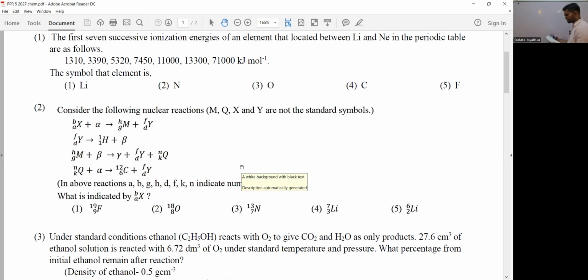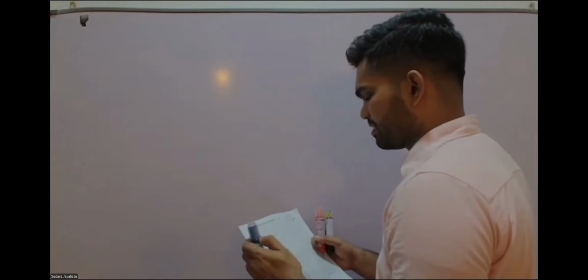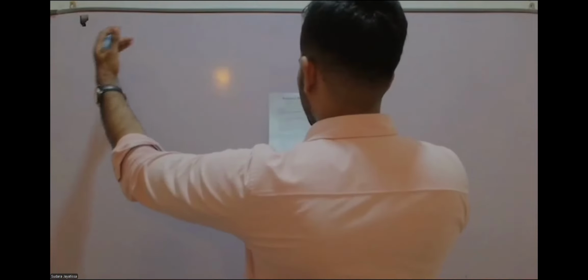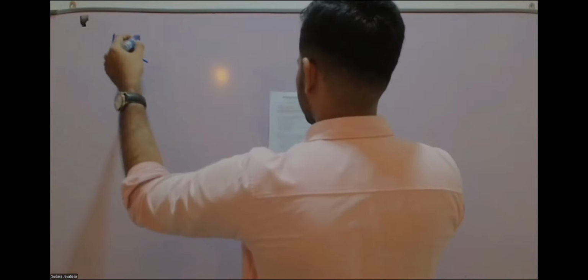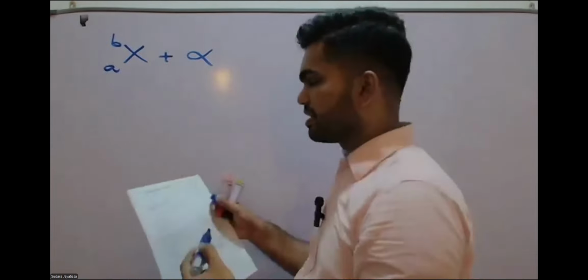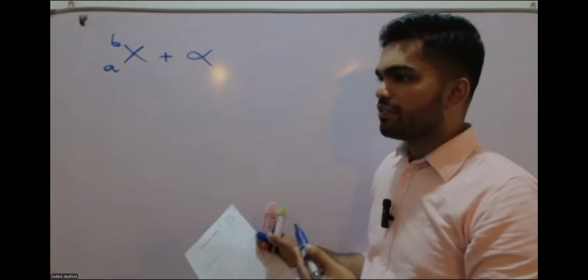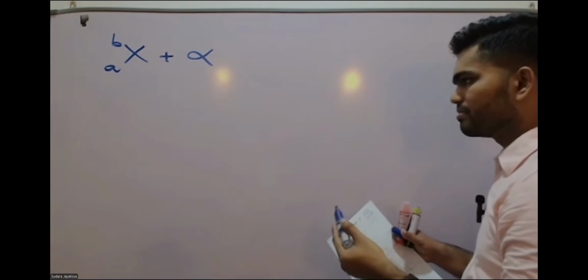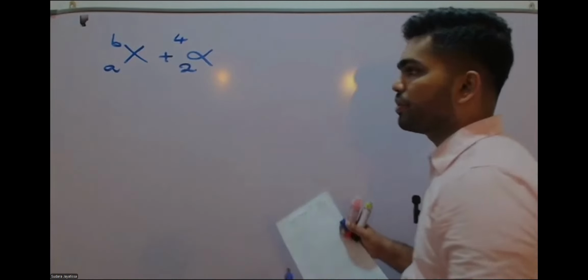So I'm going to put this reaction on the board. Then I'll balance this one with you, just to explain the method. There are 4 nuclear species: X, A, B, and alpha. They have just given you alpha. When I'm writing this on the board, I'm going to put what alpha is also. Alpha is a helium nucleus, having proton number 2 and nucleon number 4.